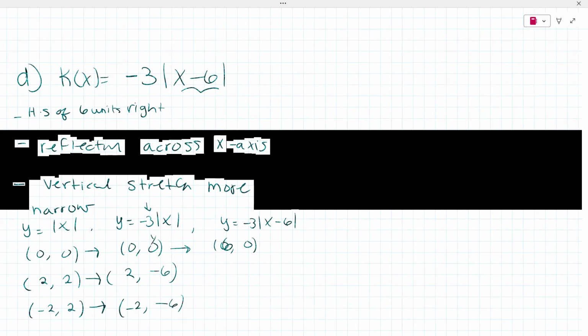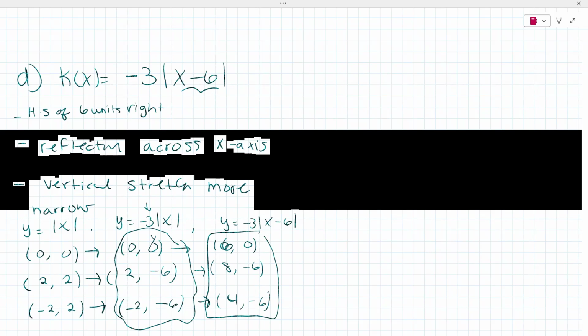Okay, as you can see, I left the y from these points here. You always start with the previous points. I left the y coordinate alone and just added 6 to the x. So that's how I got (6, 0). (2, -6), you add 6 to the x, so 6 plus 2 is 8. (-2, -6), you add 6 to the x coordinate, so negative 2 plus 6 is 4. Okay. And then these are your final points, and then you just plot them and you are good to go.